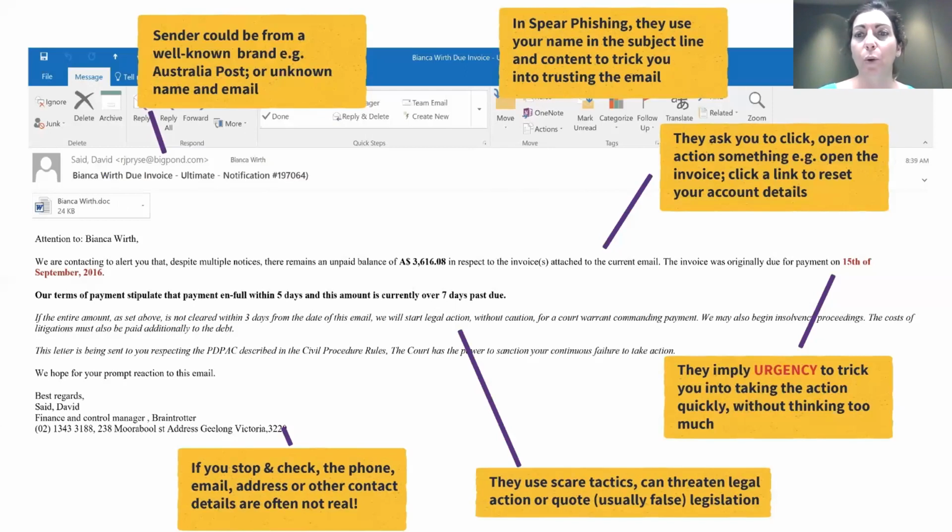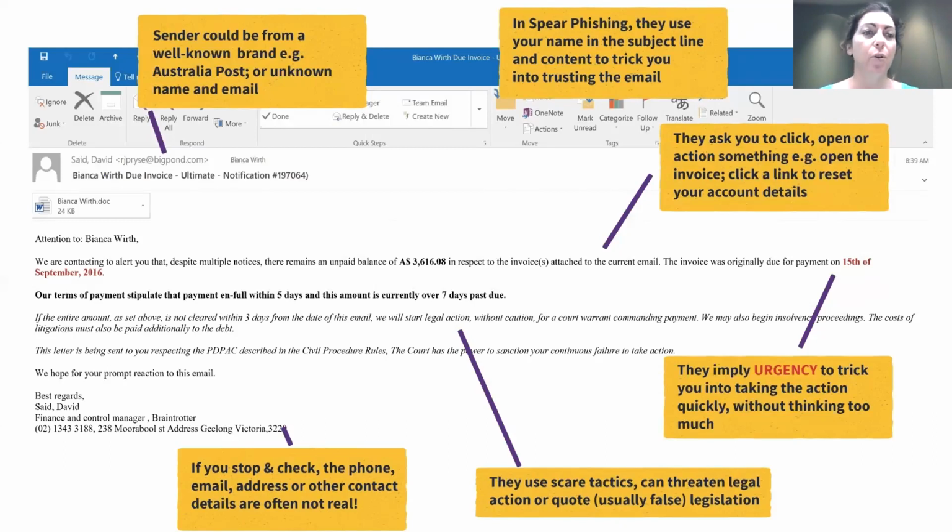But a common thing that they want you to do is ask you to click or action something. As you can see, it's saying we're contacting you to alert that, despite multiple notices, there's an unpaid balance. And of course, when I first received this, I was running my own business and I regularly received invoices. So I sort of went, oh gosh, who was this and why didn't I pay this invoice? I didn't pay for any service like this. So people start questioning as soon as they start receiving phishing emails. There's a little bit of panic inside. And that's exactly what these malicious actors are betting on, to create that sense of urgency and to get you to act quickly without thinking a whole lot.